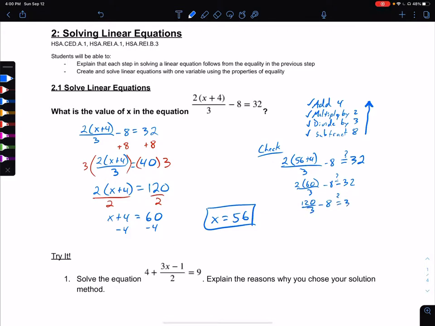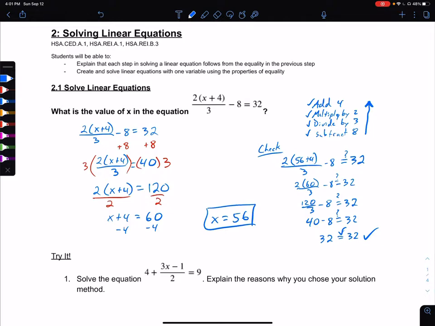And notice while I'm doing this now, I'm following these steps up top. I'm adding 4, then I'm multiplying by 2. Now I would divide by 3. So I would have 40 minus 8 equals 32, and we're still trying to figure out, does that equal? And then that would be 32 equals 32. So this all checks out. So the 56 would be our correct answer.